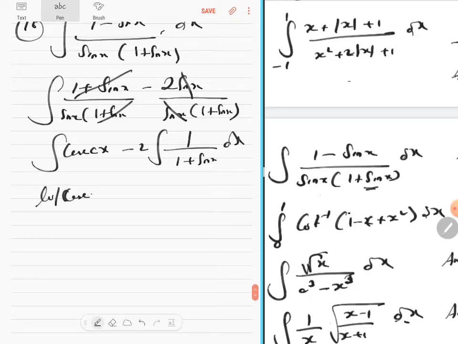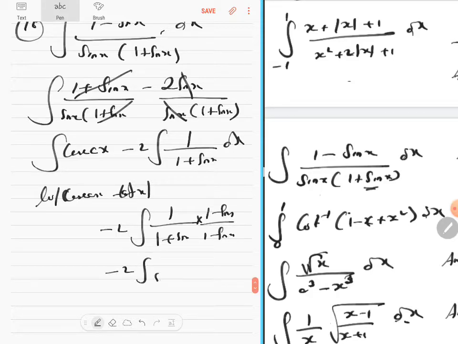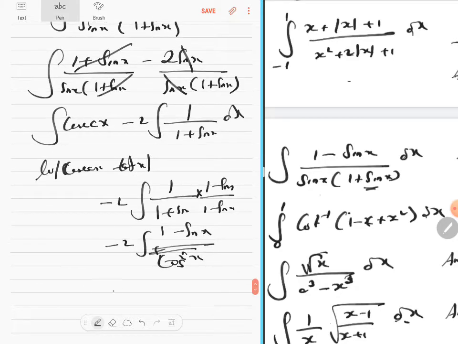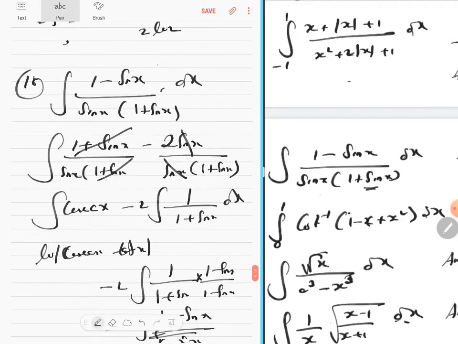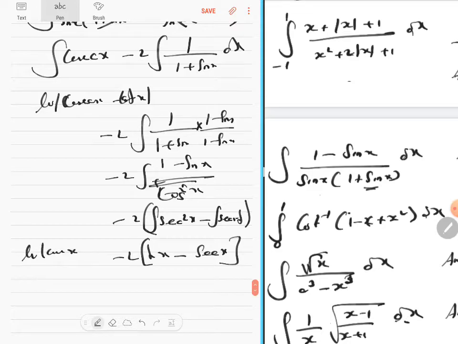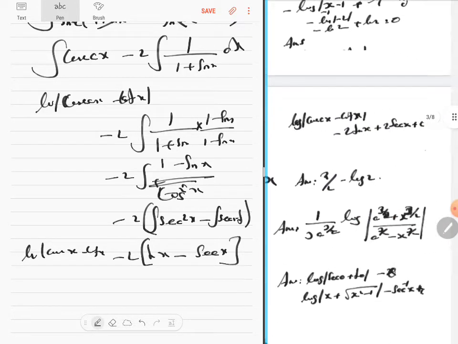The rest of it is known: log of mod of cosecant x minus cot x, and this will become minus 2 into, you have to rationalize it, 1 by 1 plus sin x when rationalized will be 1 minus sin x by 1 minus sin x, and minus 2 into 1 minus sin square x, which is cos square x by 1 minus sin x. Splitting it up, it will be minus 2 into integration of secant square x minus integration of secant x tan x, with the minus 2 being common, and this itself is minus 2 into tan x minus secant x, and so this is log of mod of cosecant x minus cot x, and you get the answer. Okay, so plus c.